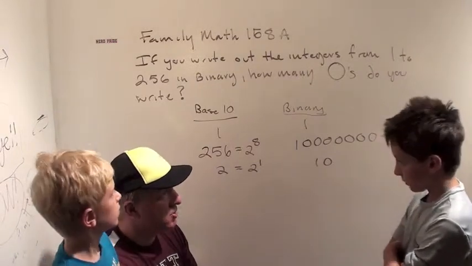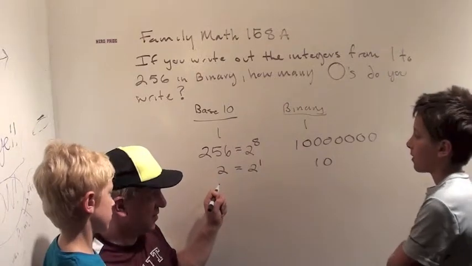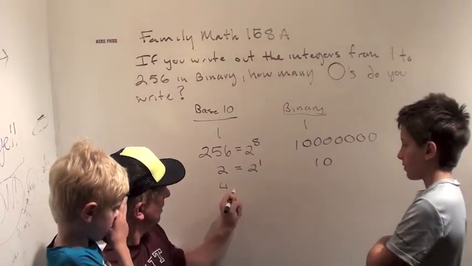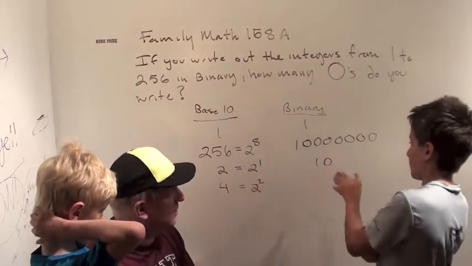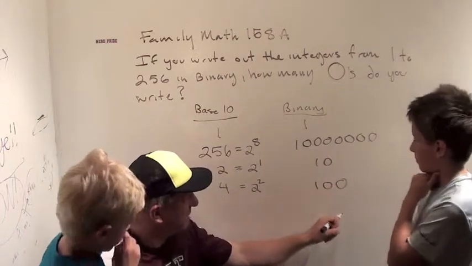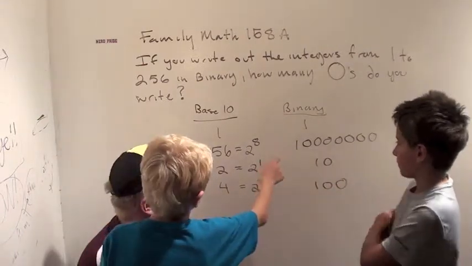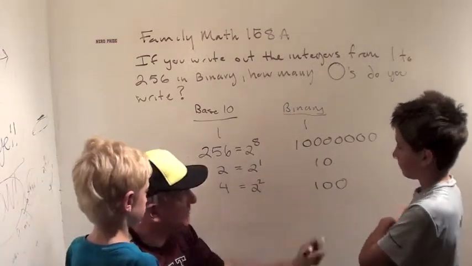Okay. Let's check another one. What would you say 2 squared is? Which is 4, which is going to be 100 in binary. It looks like 256 is 2 to the 8th, so it's going to have 8 zeros in binary.